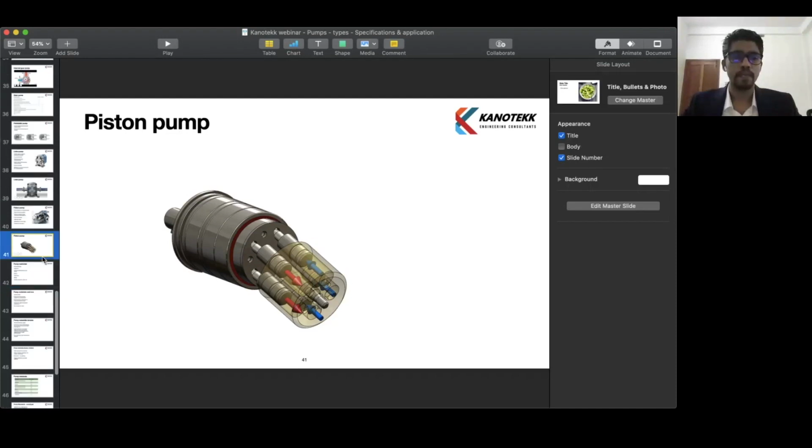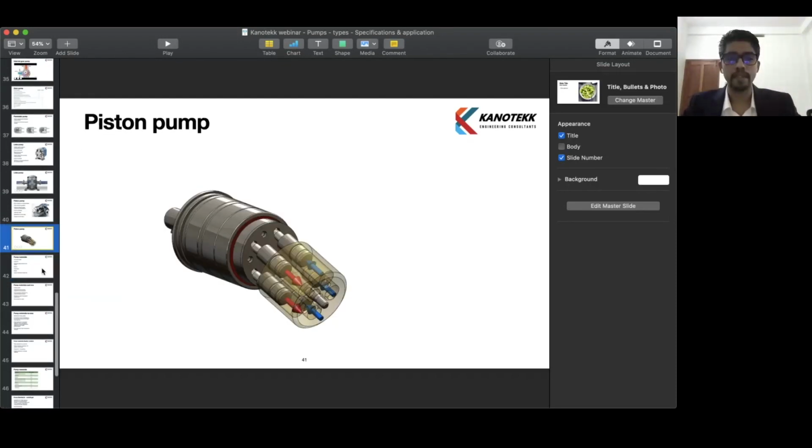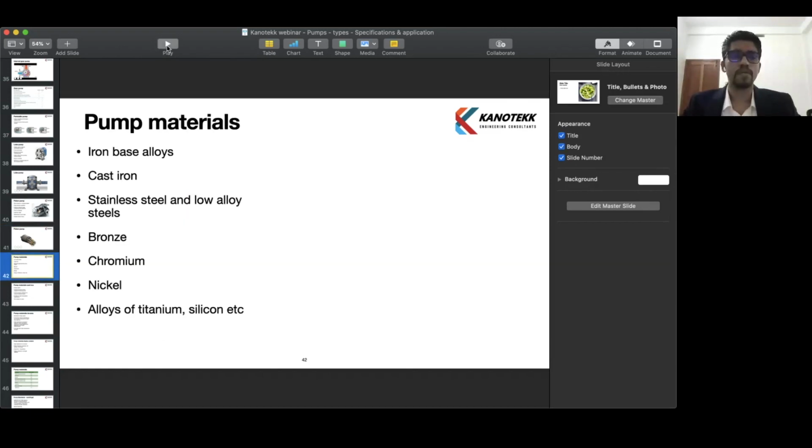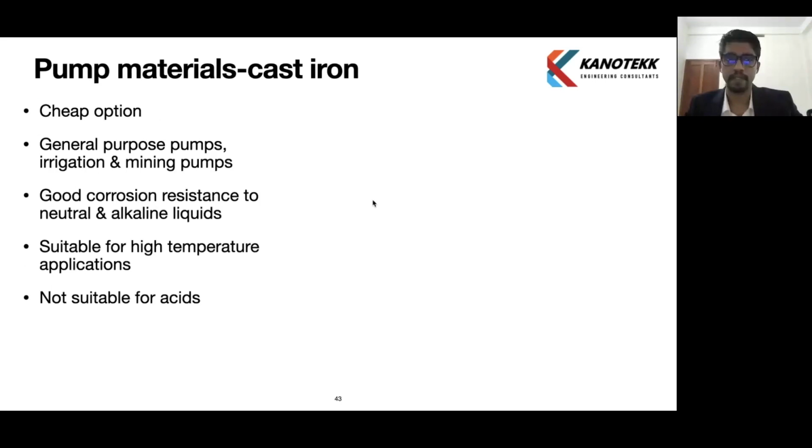Okay, so this type of piston pump we can see in automobile applications, similarly in equipment, etc. So now we will see the pump materials, like what are the materials available, like cast iron, stainless steel, bronze, nickel alloys, iron-based alloys, etc. We will see in detail how the material application comes inside.